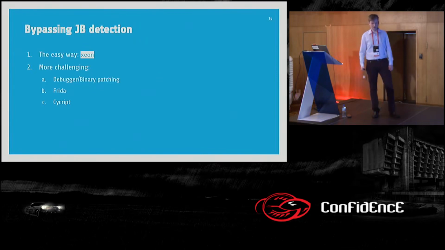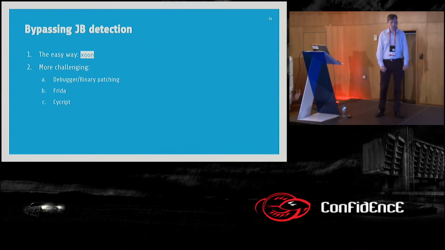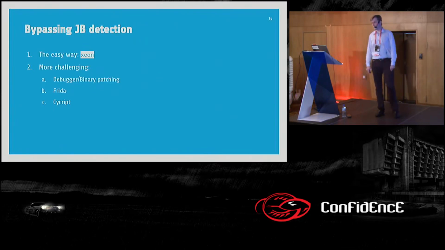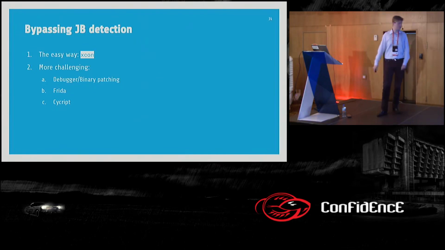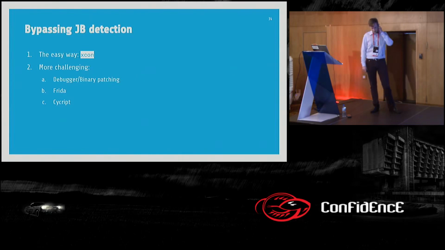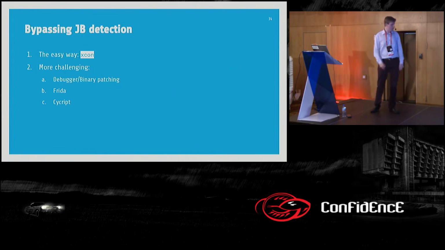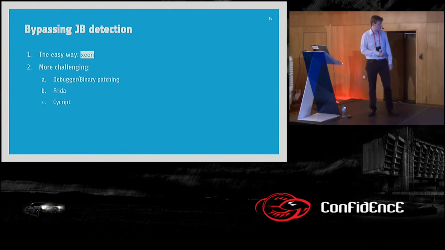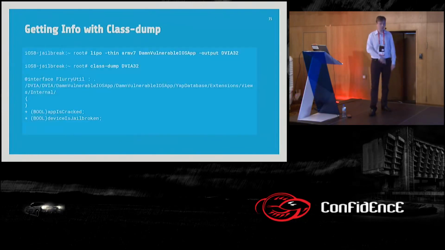Okay, now we want to bypass it. How can we do it? Obviously, lazy people invented a tool for it to make it automatic. And this is called XCon. You can download it from Cydia. But it doesn't always work, and then you need to do it manually. I usually do it using one of those tools which we already discussed. And now we'll see how we can do it in practice on the example of this Damn Vulnerable iOS Application.